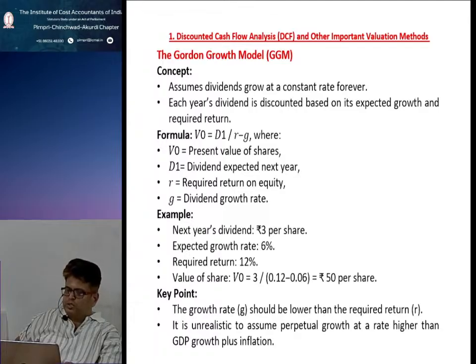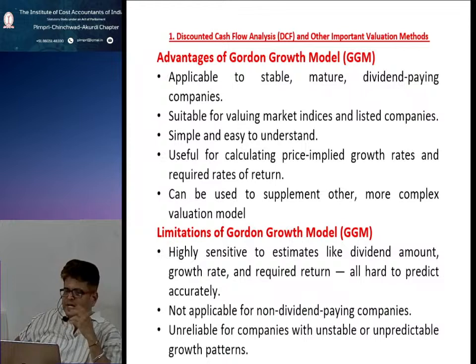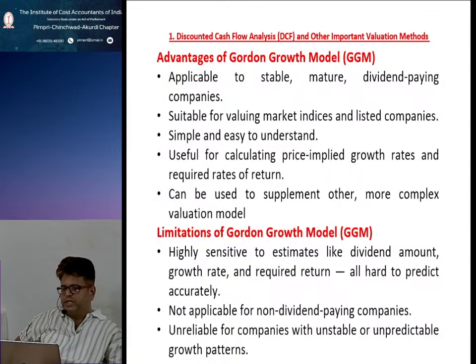It is unrealistic to assume perpetual growth at a rate higher than the GDP growth plus inflation. Advantages of Gordon growth model, GGM: applicable to stable, mature, dividend paying companies, suitable for valuing market indices and listed companies, simple and easy to understand, useful for calculating price implied growth rates and required rates of return, can be used to supplement other more complex valuation models as well. Limitations of GGM: highly sensitive to estimates like dividend amount, growth rate and required return, all hard to predict accurately; not applicable for non-dividend paying companies; unreliable for companies with unstable or unpredictable growth patterns.